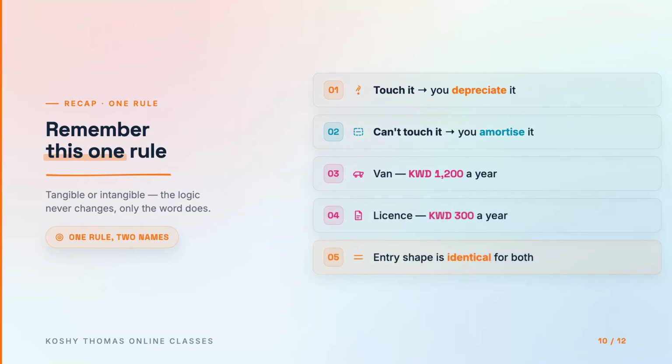So, one rule to carry out of here. If you can touch it, you depreciate it. If you cannot, you amortize it. The van, 1,200 a year. The license, 300 a year. Same spreading, same debit expense credit accumulated shape, only the label changes with the asset.